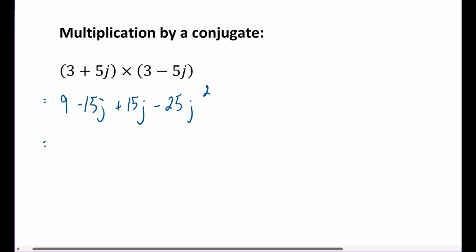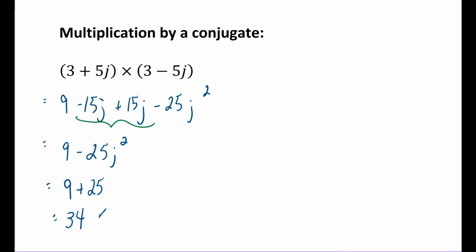And now we've got like terms in the middle, and they will cancel each other out, leaving 9 minus 25j squared. But since j squared is -1, it's 9 plus 25, which is equal to 34. Okay, so that's multiplication of complex numbers when they are in their rectangular form.